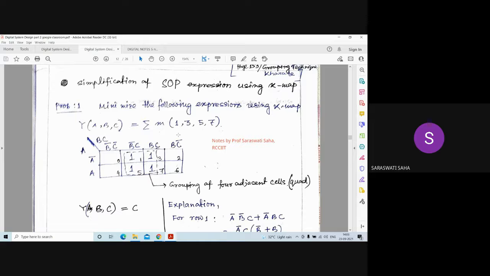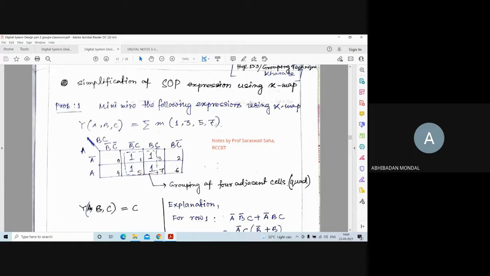Problem is given. Up to this is given. Minimize the following expression using K-map. Expression is given in this form. Y is a function of variables A, B, C. Sometimes you will only get y equals summation of min-term 1, 3, 5, 7. Then how many input variables will be there? You can guess from this part. Find out the maximum value of the min-terms. Here it is 7. So 7 is the maximum value for 3 variables.